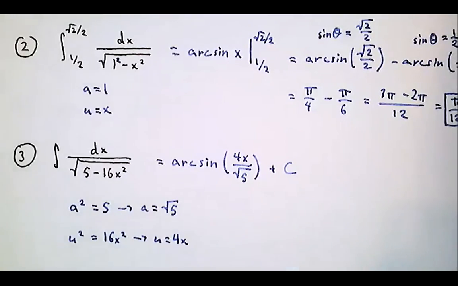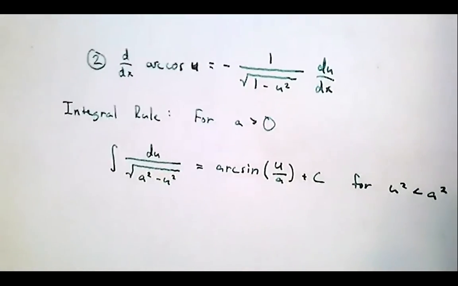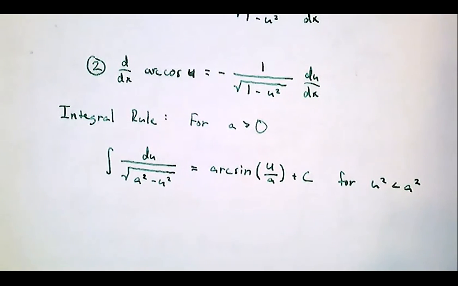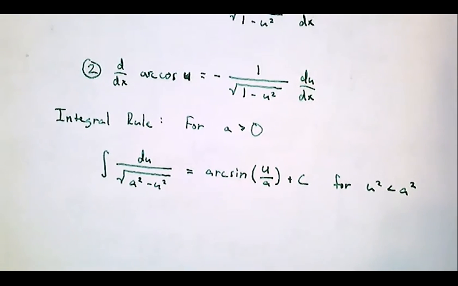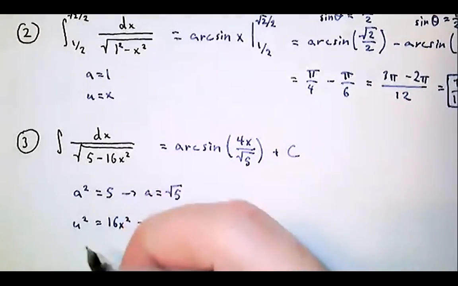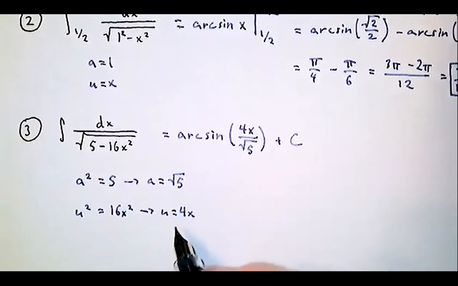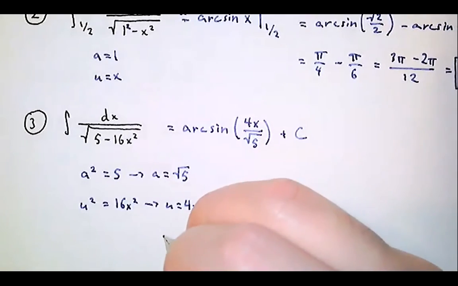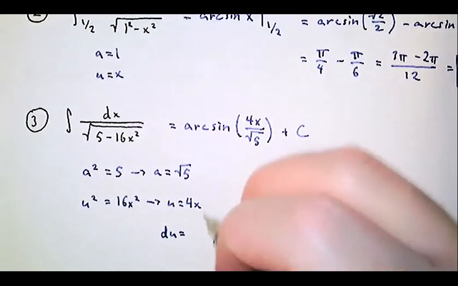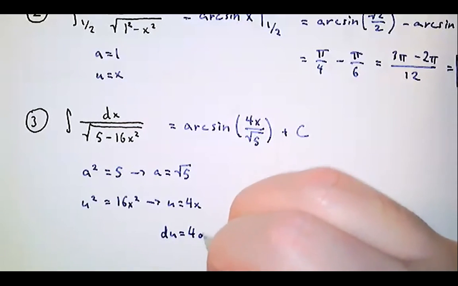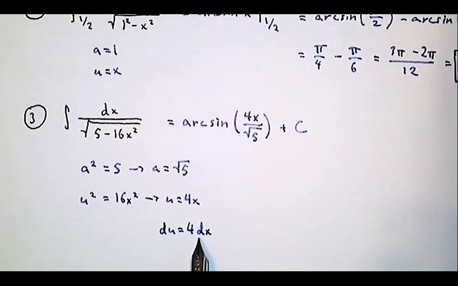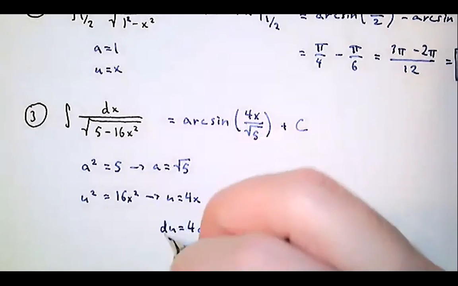Because you see in my rule, I don't have a dx on top, I actually have a du. So we didn't completely finish our u substitution. We'll have to go back and figure out what du was. So u was 4x, so du is the derivative of that, 4 times dx. So that means dx itself is actually equal to du over 4.